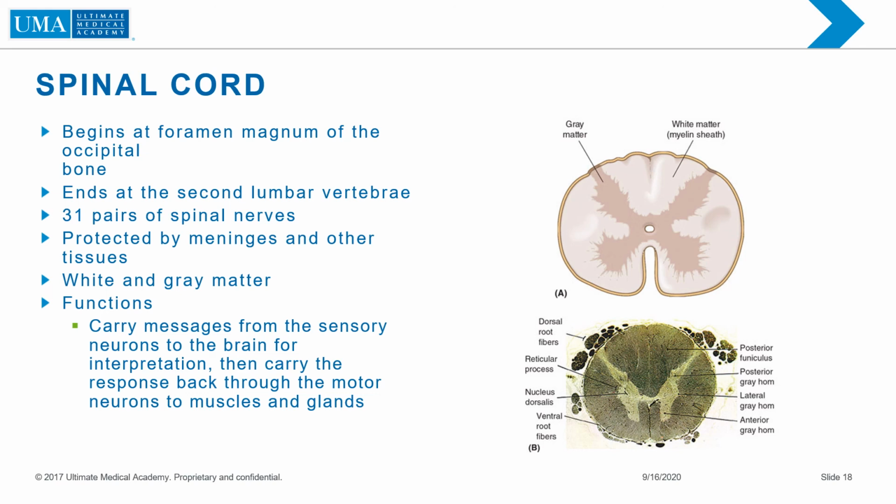In the gray matter of the cord, connections can be made between incoming and outgoing nerve fibers, which provide the basis for reflex action. A major function of the spinal cord is to carry messages from the sensory neurons to the brain for interpretation. The response is carried back from the brain through the motor neurons to the muscles and glands. The second major function is to serve as the reflex center for the body.